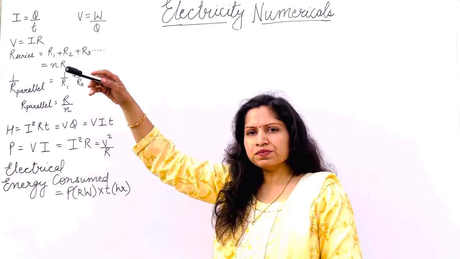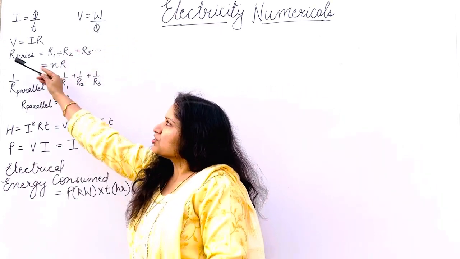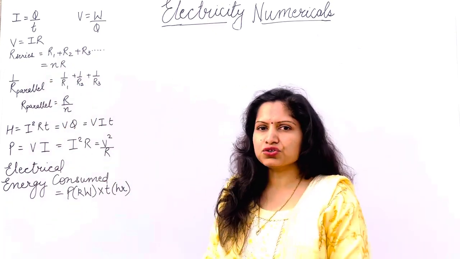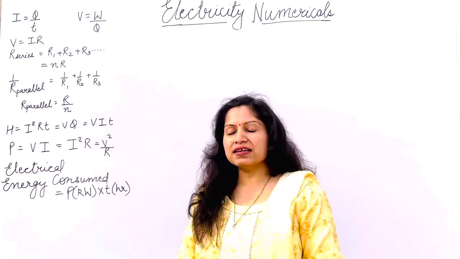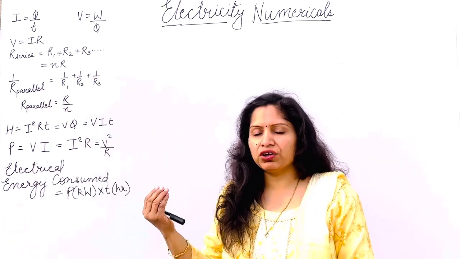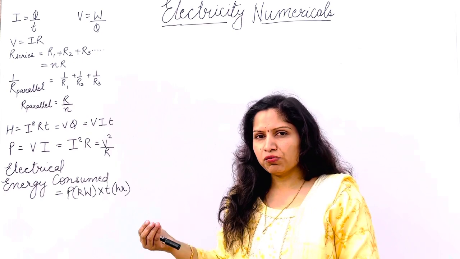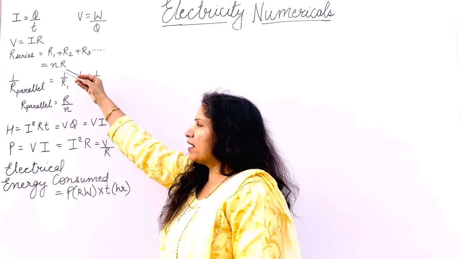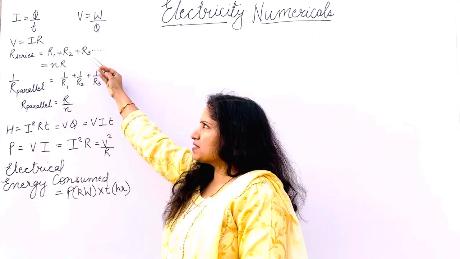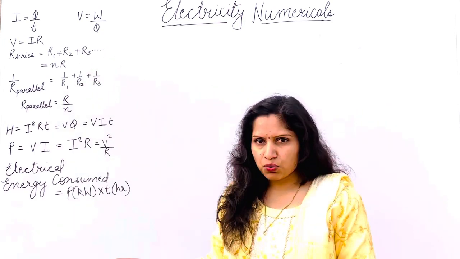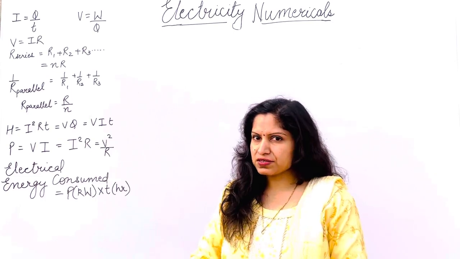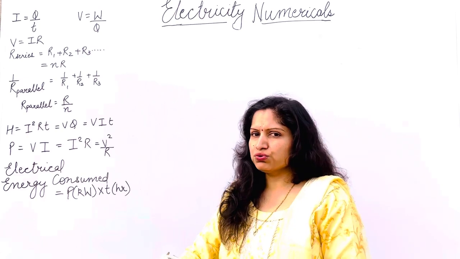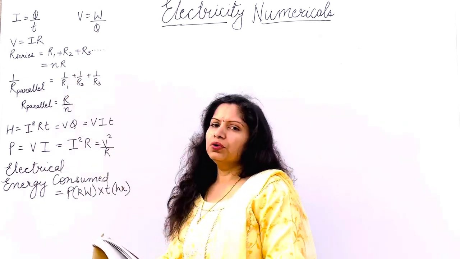Then we have seen Ohm's law, and according to Ohm's law, potential difference is equals to current into resistance. V is equals to IR. Then we have seen the series and parallel combination, for which we have done the derivation also to derive the formula for equivalent resistance in series and parallel. So for series combination, it's R in series is equals to R1 plus R2 plus R3 and so on, whatever may be the number of resistors.